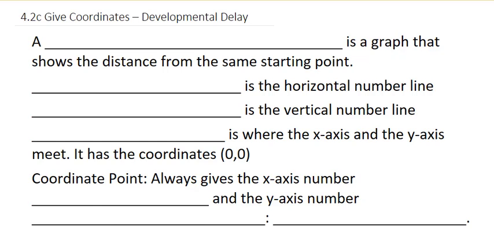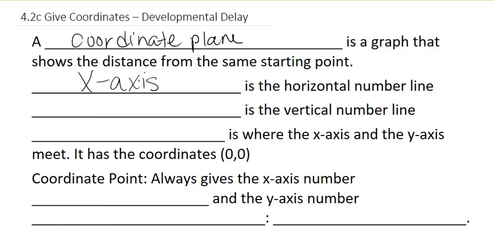Give coordinates. A coordinate plane is a graph that shows the distance from the same starting point. The x-axis is the horizontal number line. The y-axis is the vertical number line.